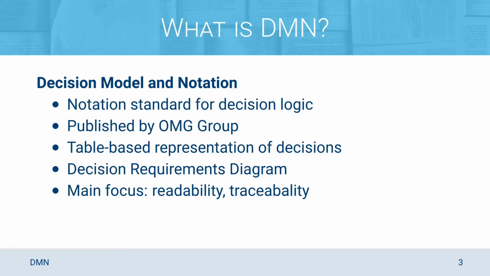So first, DMN. For those of you who don't know, DMN stands for Decision Model and Notation Language, and it's a notation standard for modeling decision logic, which is published by the OMG group, the same group that publishes, of course, the UML language. And it uses table-based representations of decisions, and it groups these together in decision requirements diagrams, with the main focus being readability and traceability of the models so that they're user-friendly.